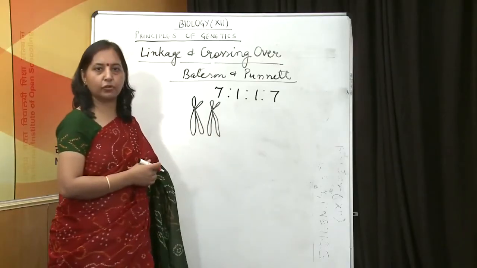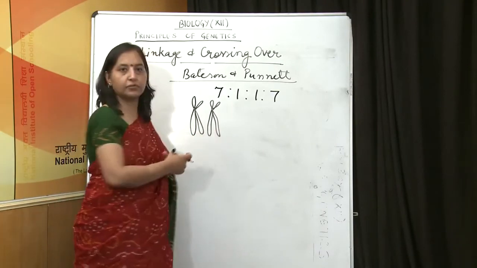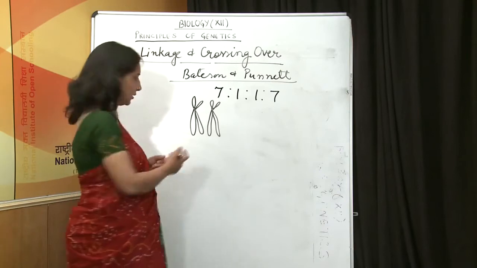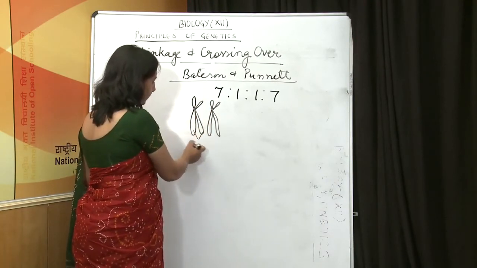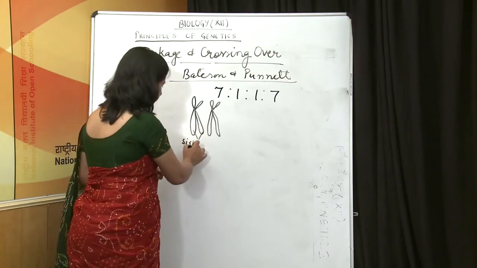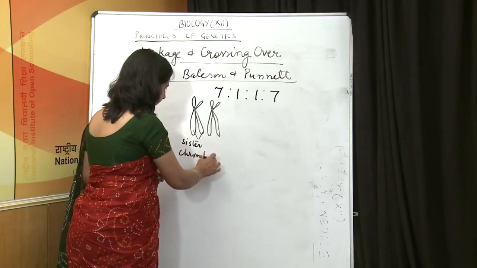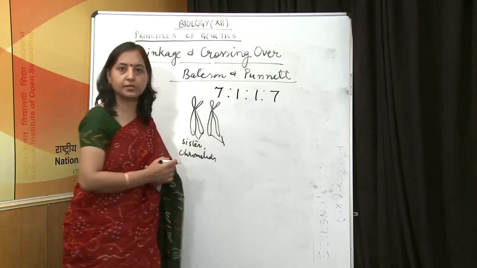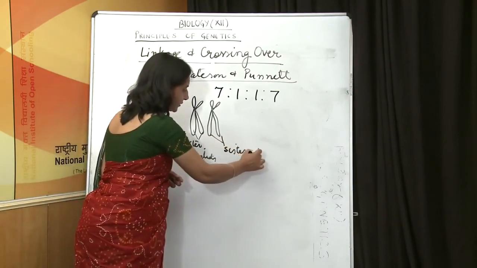This is a pair of chromosomes. Homologous pair of chromosomes means having the same set of genes controlling the same trait. Each chromosome has got chromatids. These two belong to the same chromosome, so they are sister chromatids. These two are also part of the same chromosome. They are also called sister chromatids.